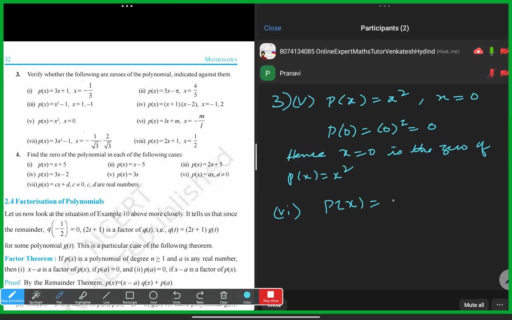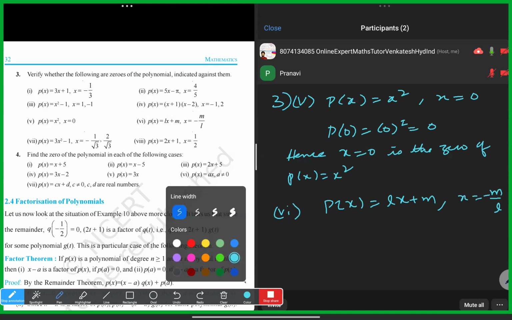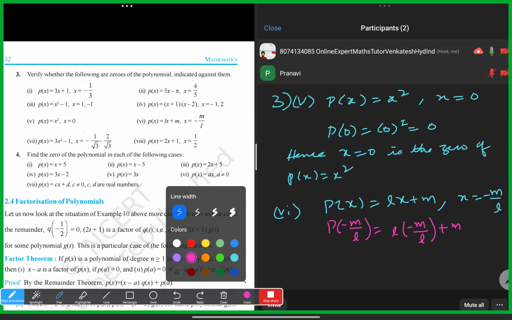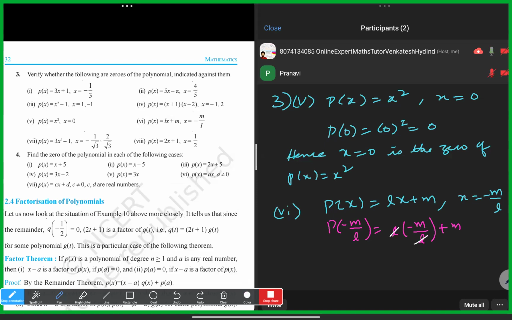Then the sixth one is p of x is equal to lx plus n. x is equal to minus n by l. So if I substitute it, p of minus n by l is equal to l into minus n by l plus n, which is minus n plus n, equal to 0. Hence x is equal to minus n by l is the 0 of p of x.